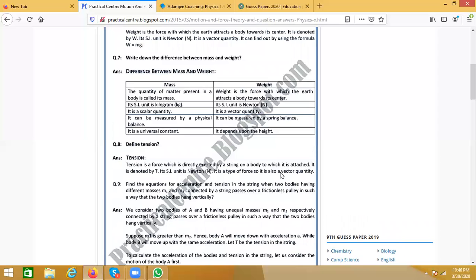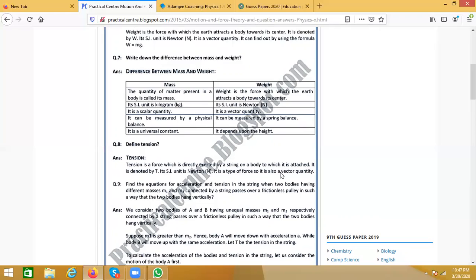Now, the pattern has changed from last year or so. Previously, they used to ask only one difference, like write the difference between mass and weight for 4 marks. Now they have changed the paper pattern, and rather than asking just one difference between two quantities, they are asking two differences, right? So for each of the differences, you have to write 2 points at least.